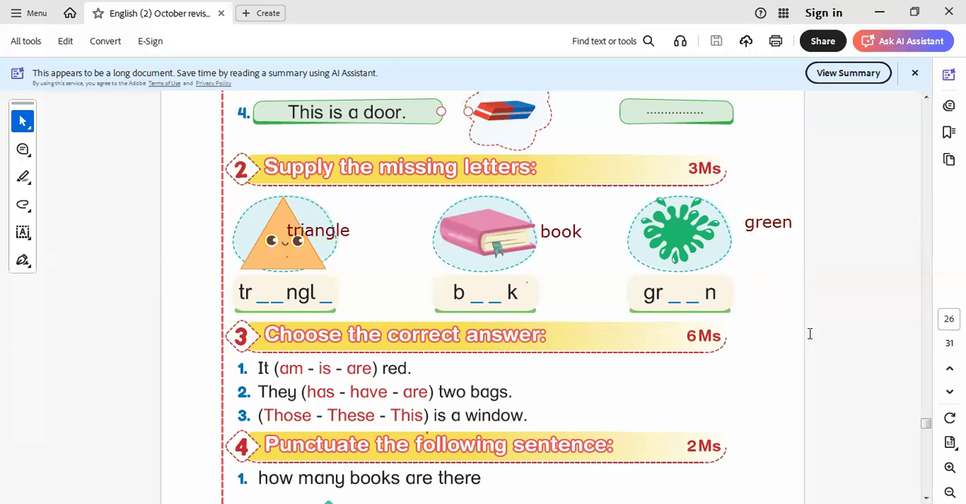So now I would like to read it. Triangle, book, and green. Missing letters here, it will be I and A and E at the last one. Here we have missing letters double O. Missing letters here, it will be double E. Let's continue the rest of the exercise here. Okay.